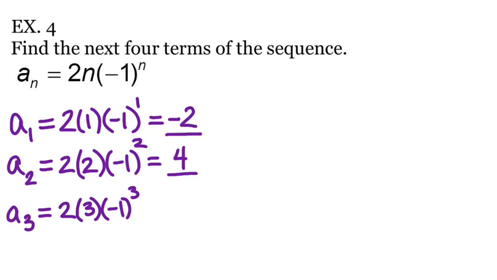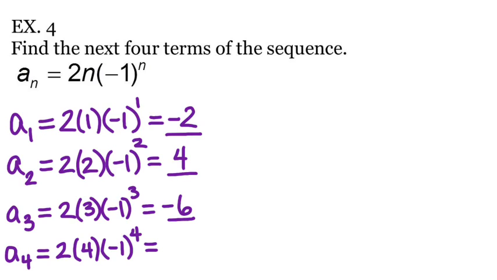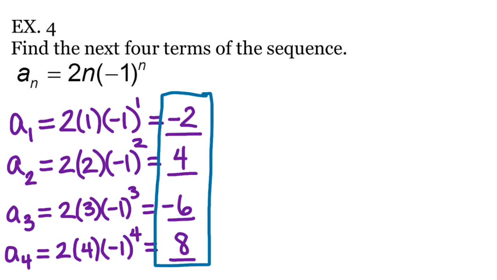A sub 3 is going to be 2 times 3 times negative 1 to the third power, which will equal negative 6. A sub 4 is going to be 2 times 4 times negative 1 to the fourth power, which is 8. So on this one you can see that the pattern is even numbers, but then they also alternate positive and negative.